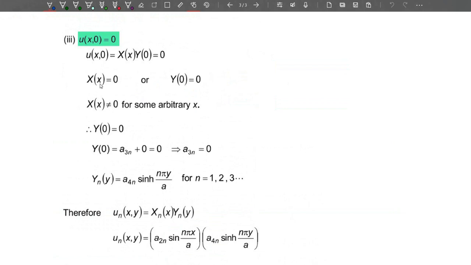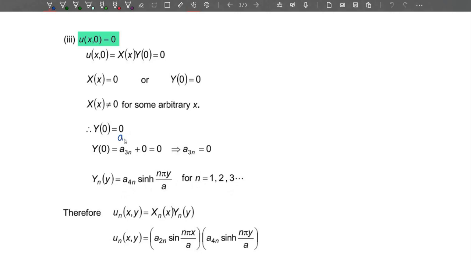Okay, which means here X(x) equal to 0 or Y(0) equal to 0. So here X(x) does not equal to 0 for some arbitrary x. So therefore we have Y(0) equal to 0. So Y(0) is equal to a3n plus 0, which means a3n equal to 0. Therefore Yn(y) is equal to only a4n sinh n pi y over a for n equal to 1, 2, 3 until infinity.